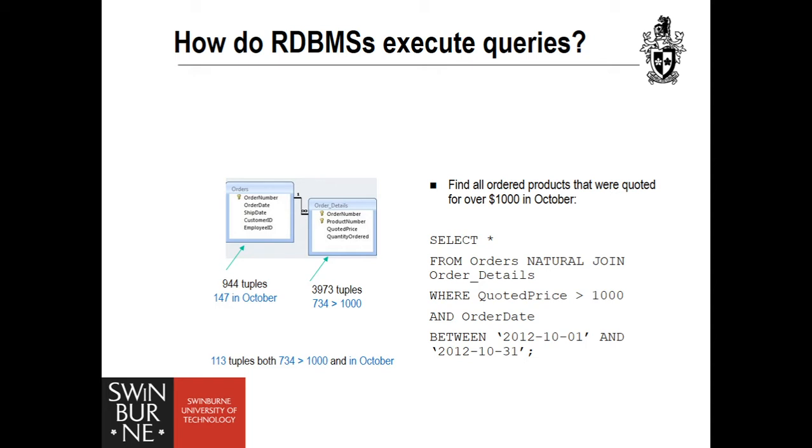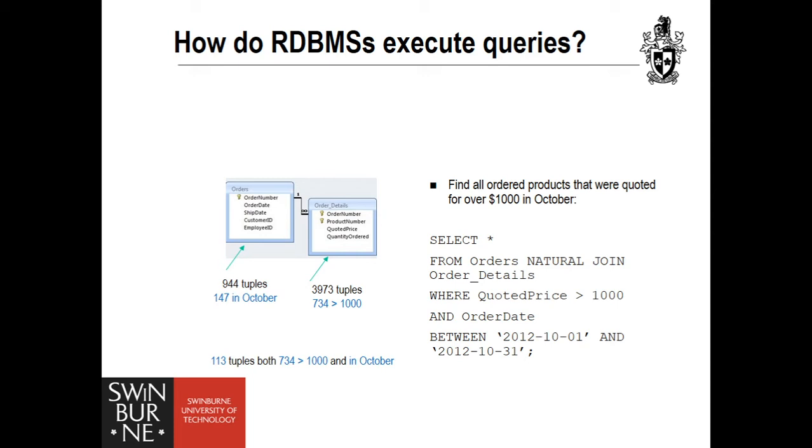So, how does it execute queries? Suppose you want to find all products that were sold in October and cost more than $1,000. The order date is in the order table and the quote price is in the order details table. We have to join the tables to find the items that match both conditions. A natural join joins tables using a column that has the same name in both tables.